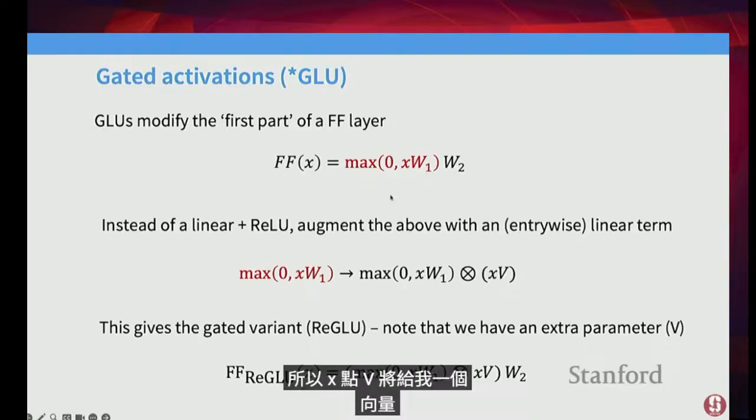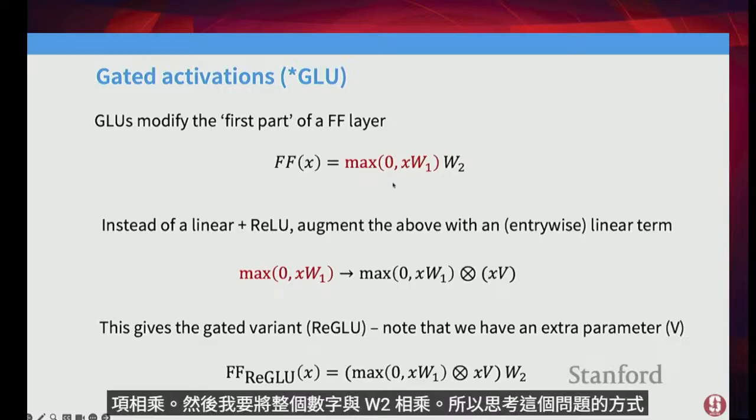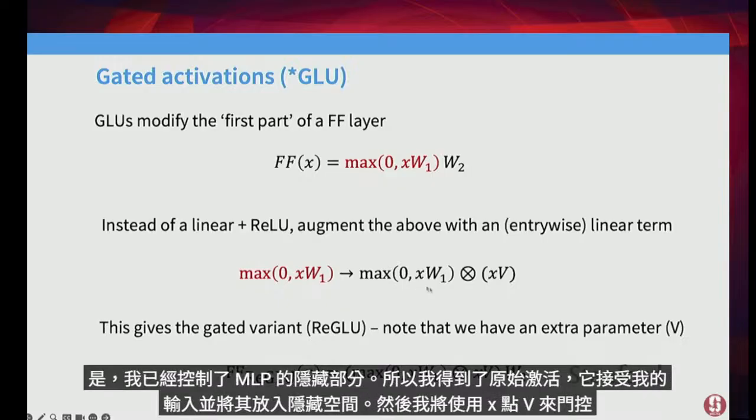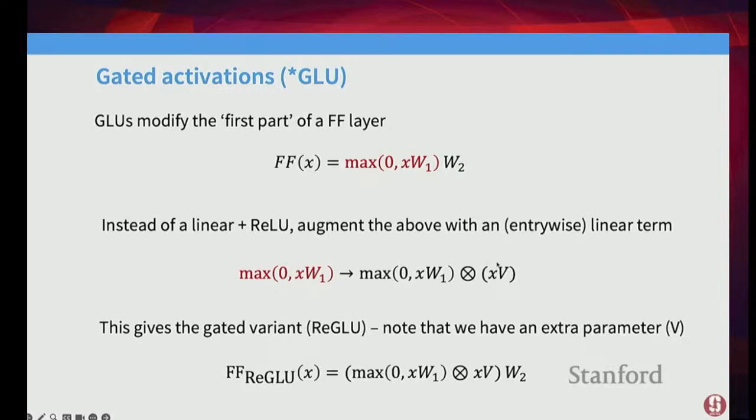So originally, this is our fully connected layer right here, with a ReLU. Now, instead of doing just linear and a ReLU, I'm going to gate the output here with entry-wise linear terms. So x.v is going to give me a vector, and I'm going to multiply that entry-wise with my original inside term of the MLP. And then I'm going to multiply the whole thing with W2, right?